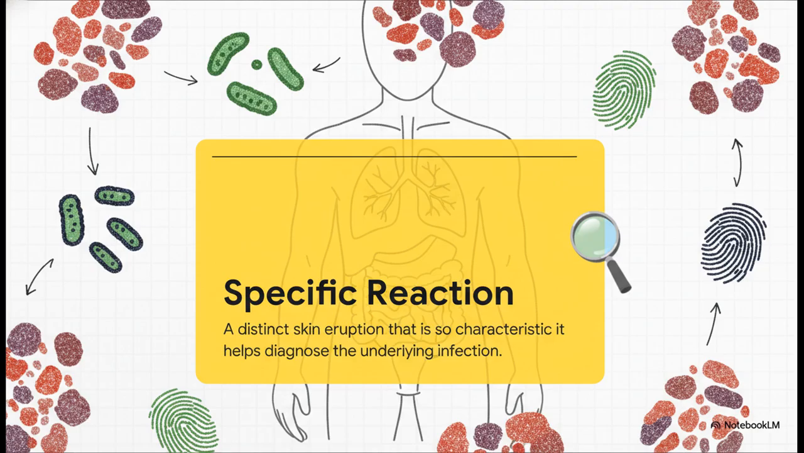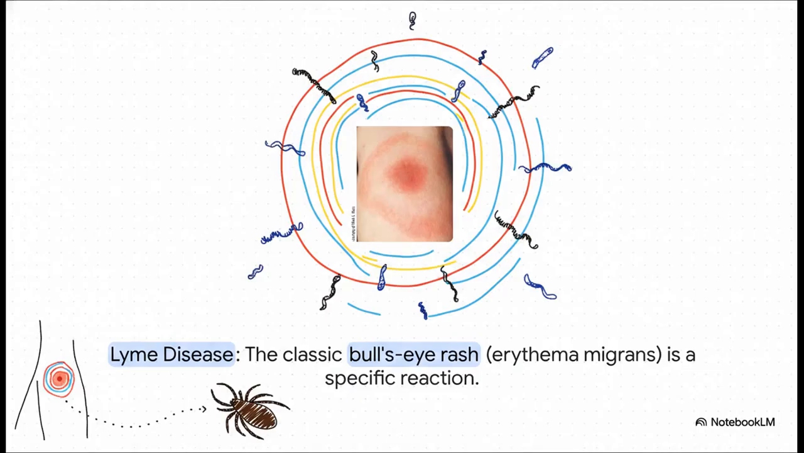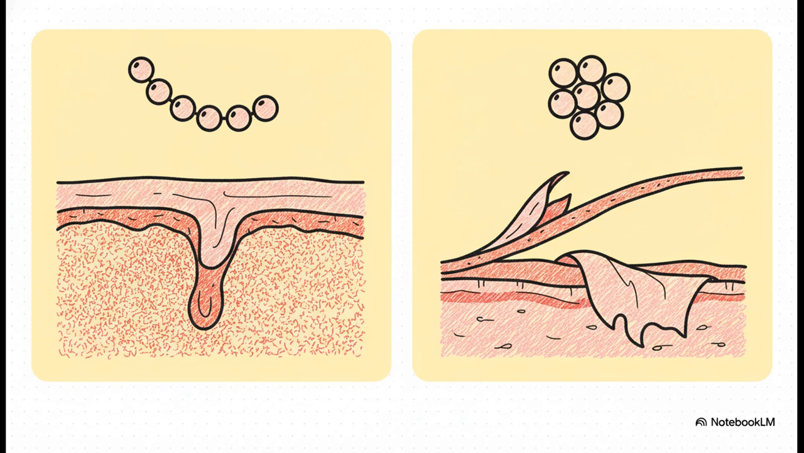It's a dead giveaway. And the poster child for this has got to be the bullseye rash of Lyme disease. The bacteria itself is spreading through the body, sure, but the skin's reaction creates this unmistakable target. I mean, when a doctor sees that, Lyme disease is the first thing that jumps into their head, a perfect, specific reaction.